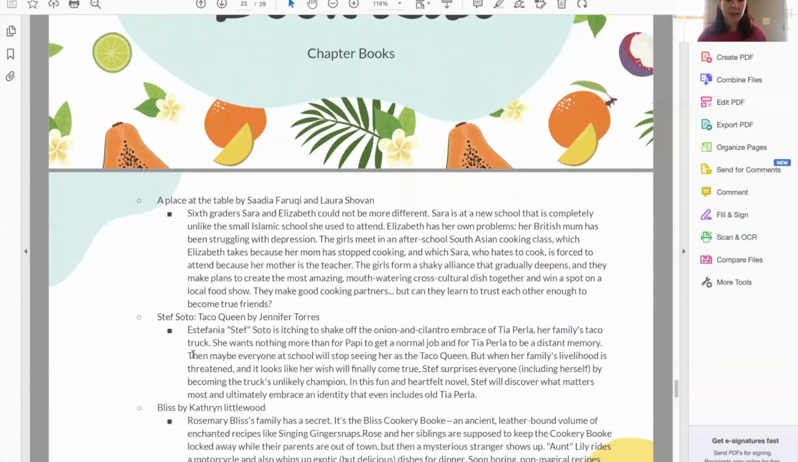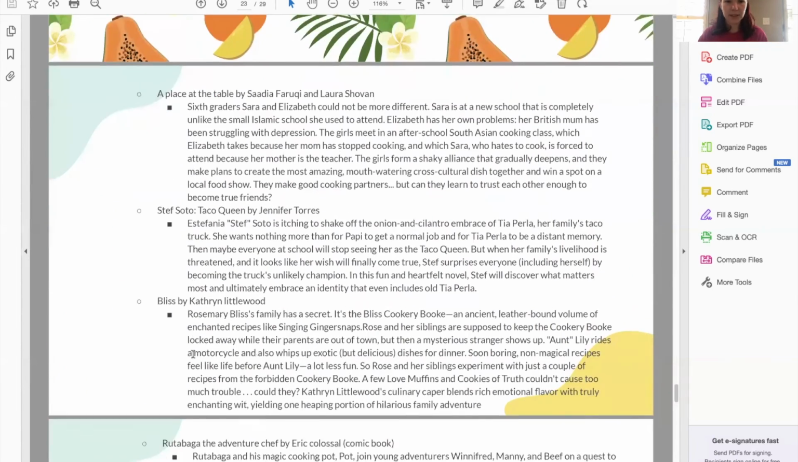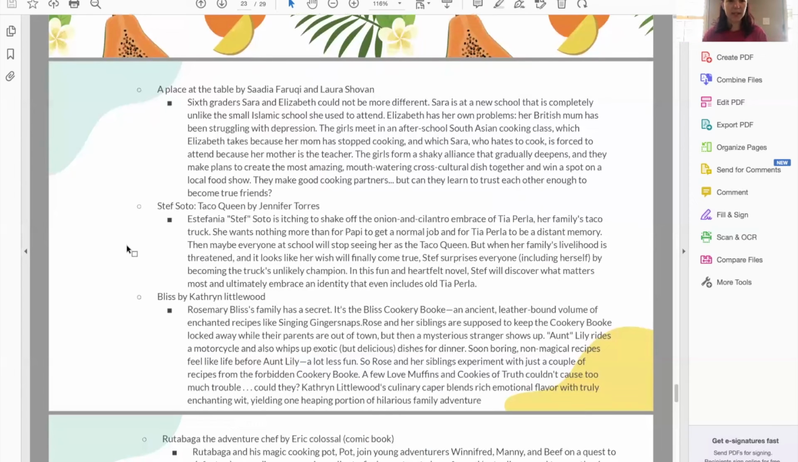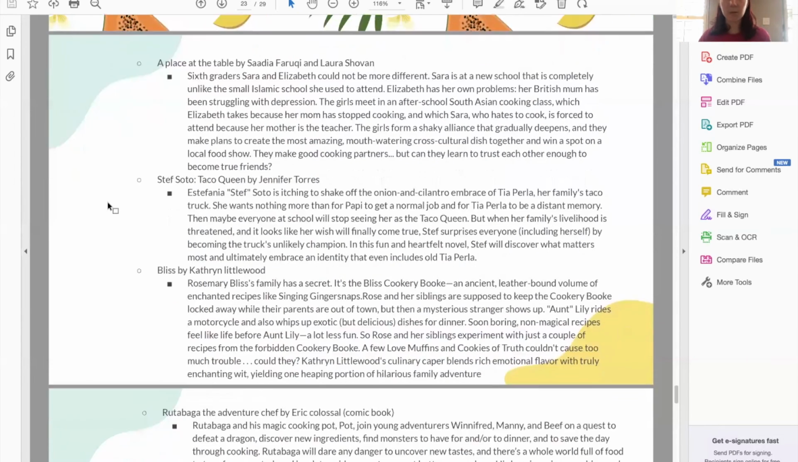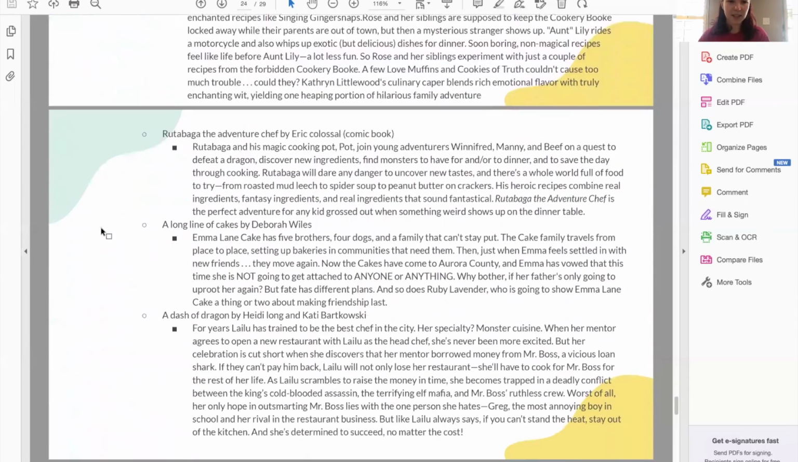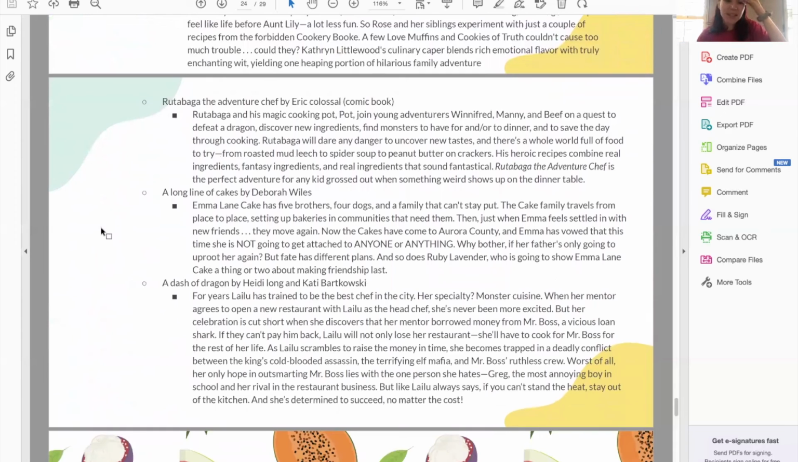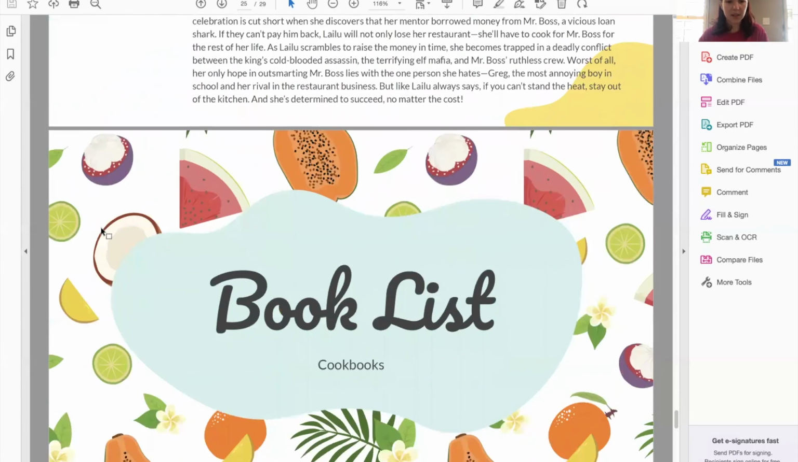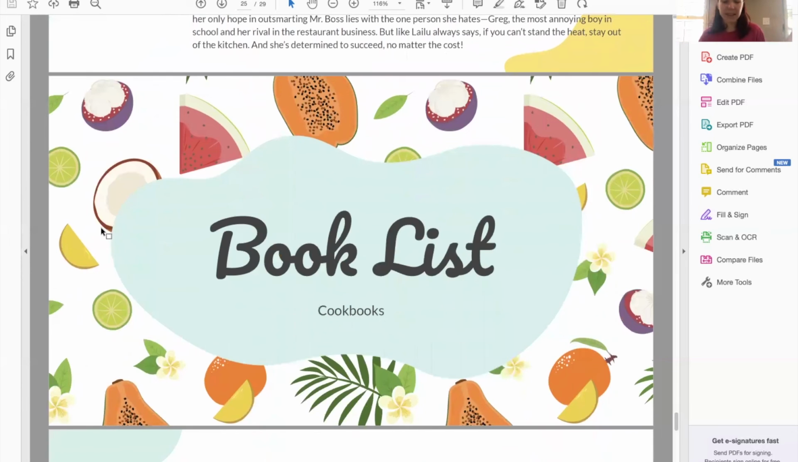So we have A Place at the Table. Again, I won't read these because they're kind of long, but we have A Place at the Table, Steph Soto, Taco Queen, Bliss, and there's a mix of realistic fiction and fantasy. One of these is a comic book, right here. So I think it hits a bunch of different people's interests. So we have Rita Vega, the Adventure Chef, and Cakes and a Dash of Dragon. I think it'd be fun just to give the kids options.